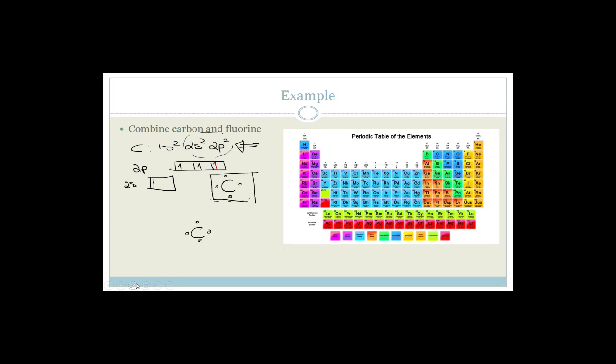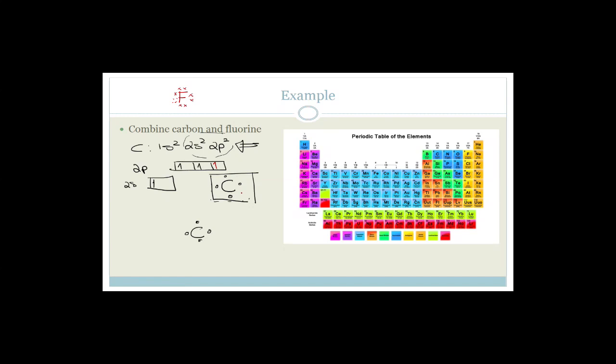Now we have fluorine. Now fluorine is in group 7, which means it's got 7 valence electrons, right? So we're drawing fluorine like normal. So it's going to be 1, 2, 3, 4, 5, 6, 7. So do you see it has space to share with one electron to complete this pair? So what happens is we've only got carbon and fluorine in this container. That's what we mean when we say we're combining carbon and fluorine. We only have carbon and fluorine in the container.